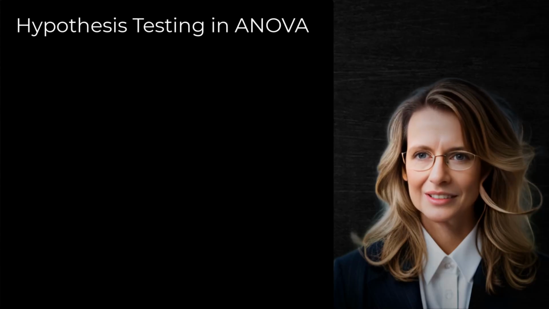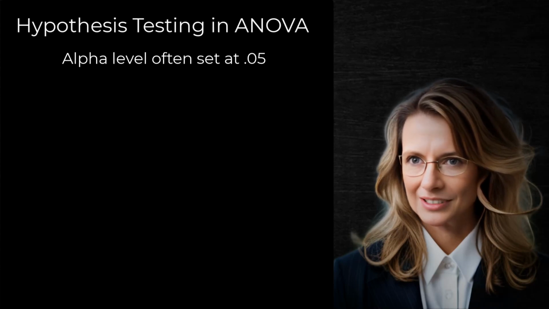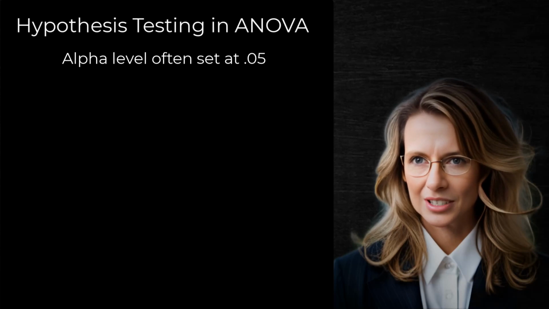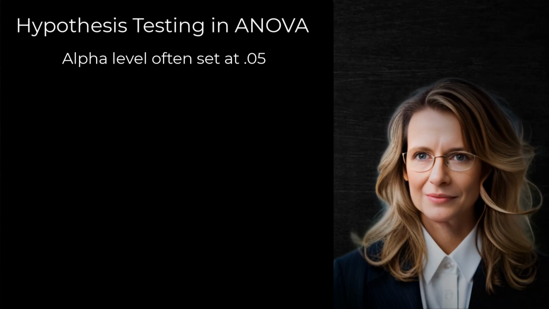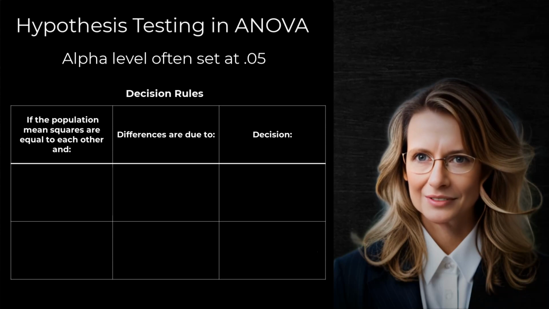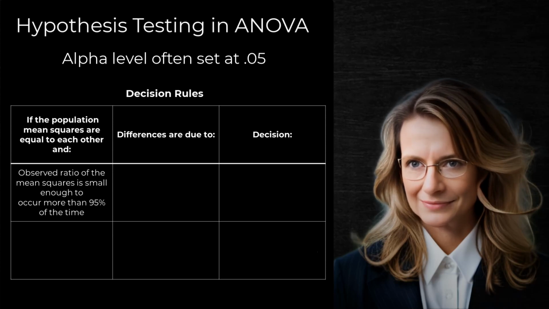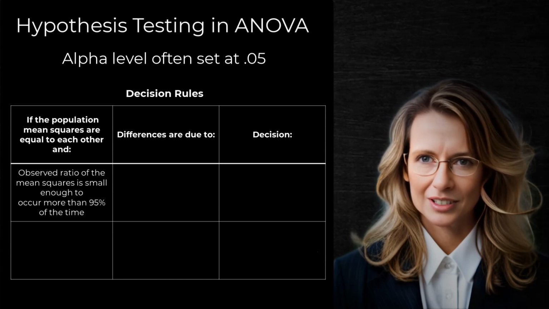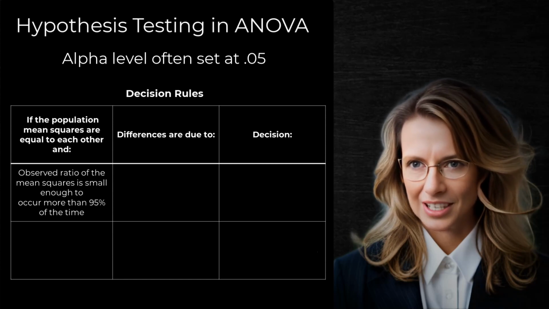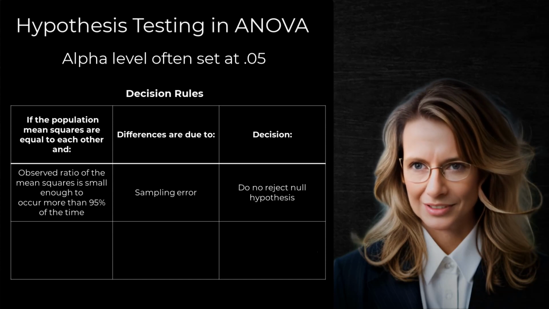In hypothesis testing using ANOVA, we often use a decision rule that sets the alpha level at 0.05. You are probably already familiar with this idea from your study of other inferential statistical procedures. This decision rule states that if the observed ratio of the two mean squares is small enough that it would occur more than 95% of the time when the population mean squares are actually equal to each other, we would attribute the observed variation in our sample means to sampling error. As a result, we would not reject the null hypothesis that the means of our groups were all the same.